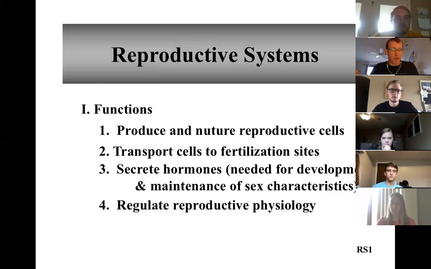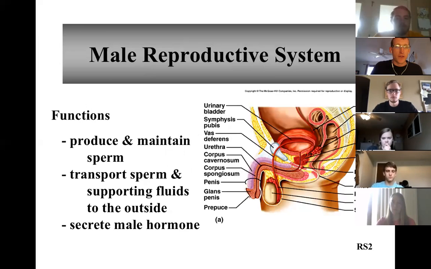Your textbook will say 28 days, but there's variation. We're humans. There's variation there. So basically, yet again, the girls are more complicated than the guys. Okay, so that's just going to be the trend here. So guys' anatomy, this is pretty straightforward. Functions, no duh: produce and maintain sperm.